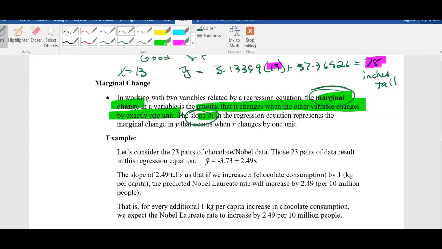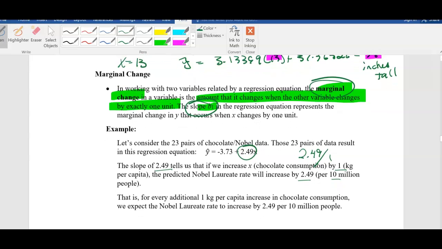So when we go down here in our equation, our marginal change for chocolate and Nobel is 2.49 over 1 unit. All right, so I'm going to increase 2.49 for every 1 unit of capita. So the rate will be 2.49 per every 10 million people. So every 10 million people I add, I should have 2.5 more Nobel Prize winners, is what that is saying.